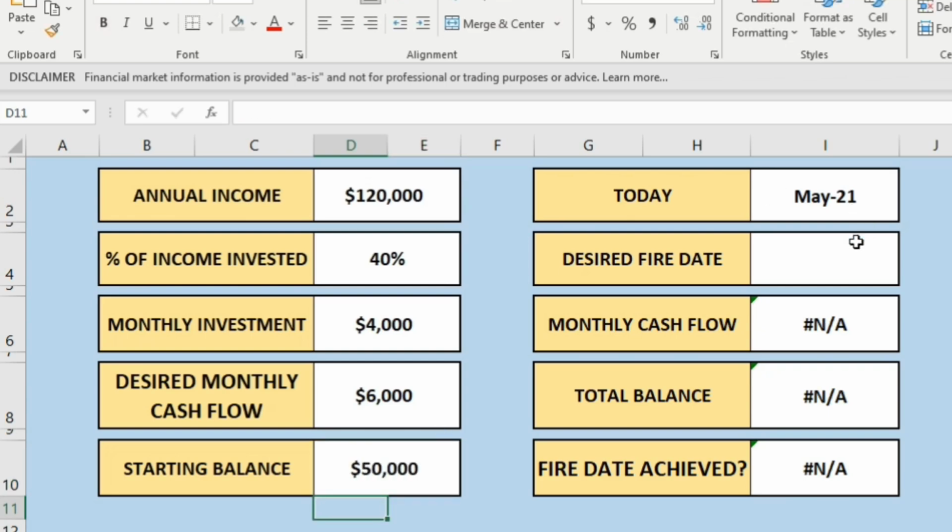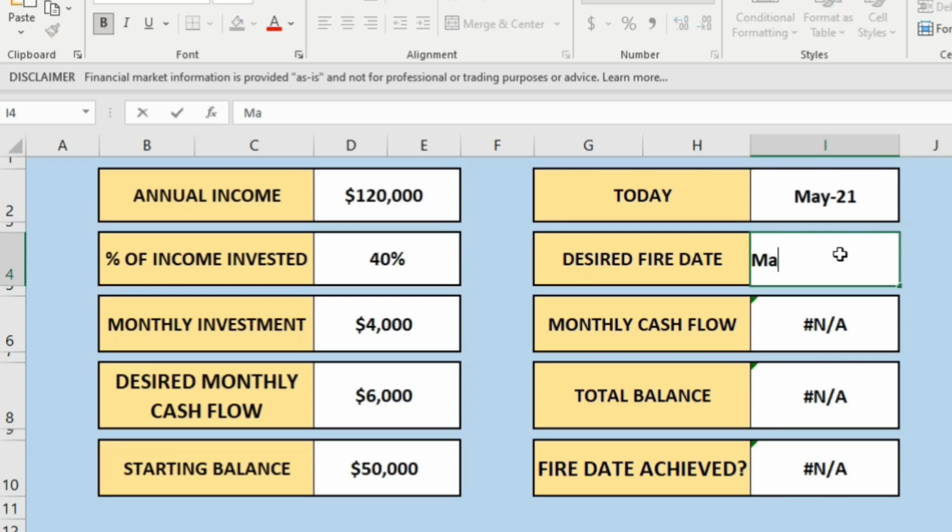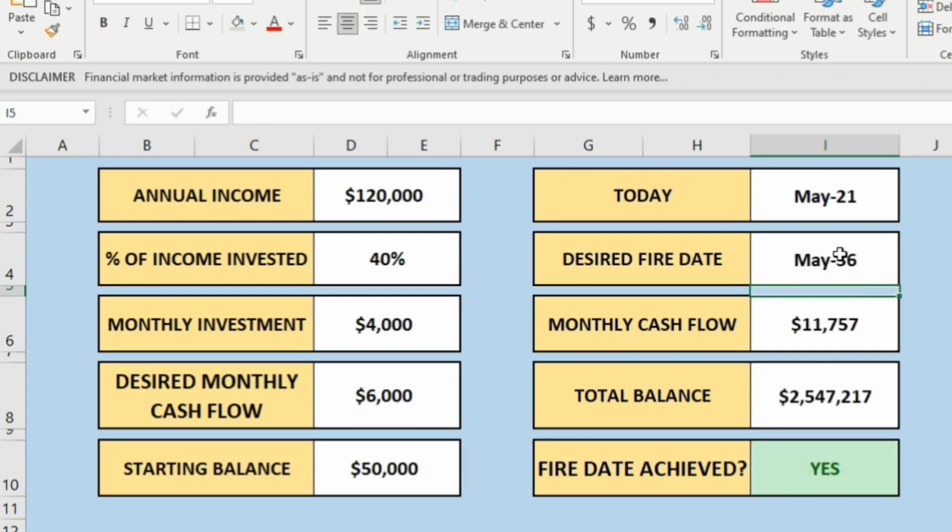And today is May of 2021. What would be our desired FIRE date here? Let's make it 15 years, May of 2036 here. So check this out, guys. I mean, based on this 15 years here, your goal is to have $6,000. You would have $11,757 a month in monthly cash flow. Total balance of the portfolio would be $2.54 million, which means we can retire even sooner.